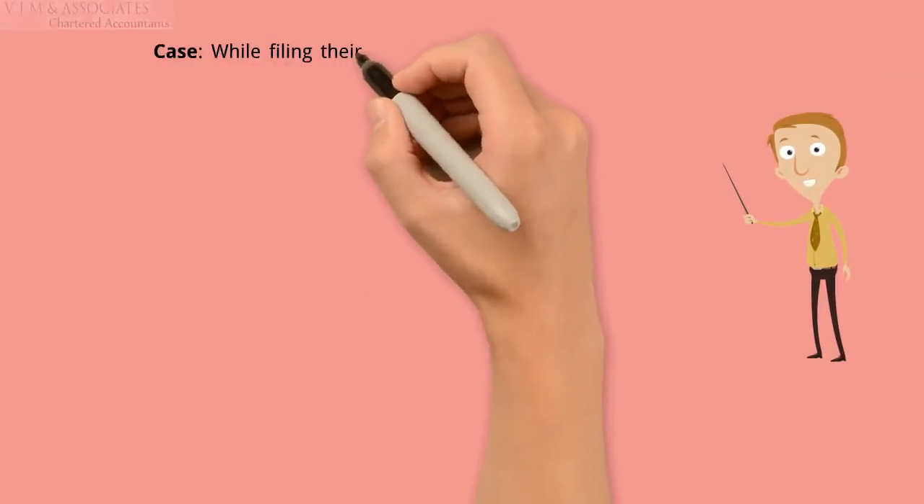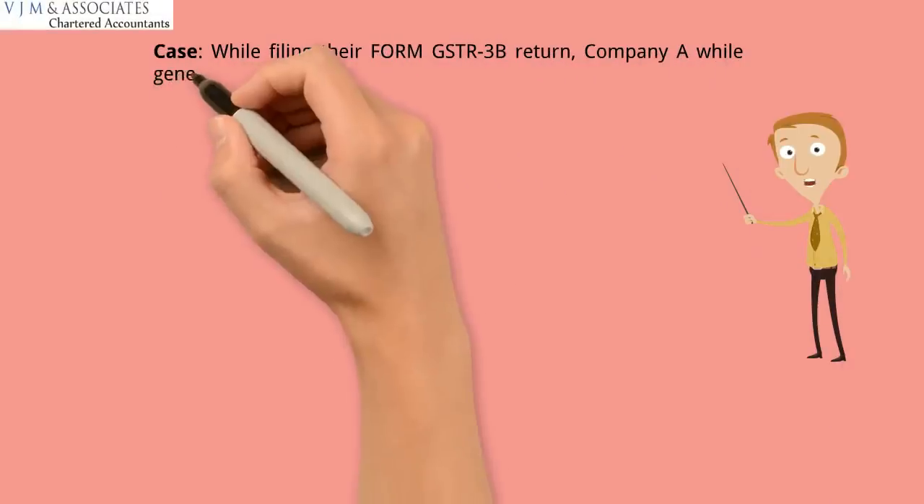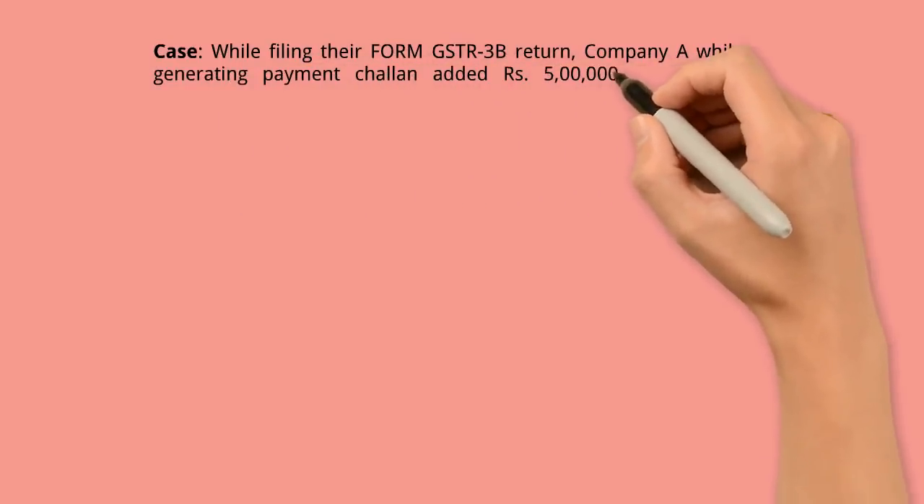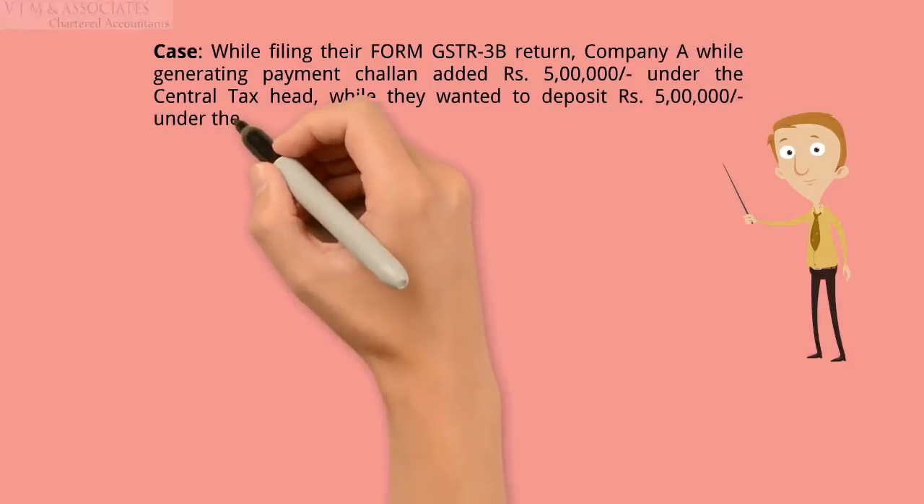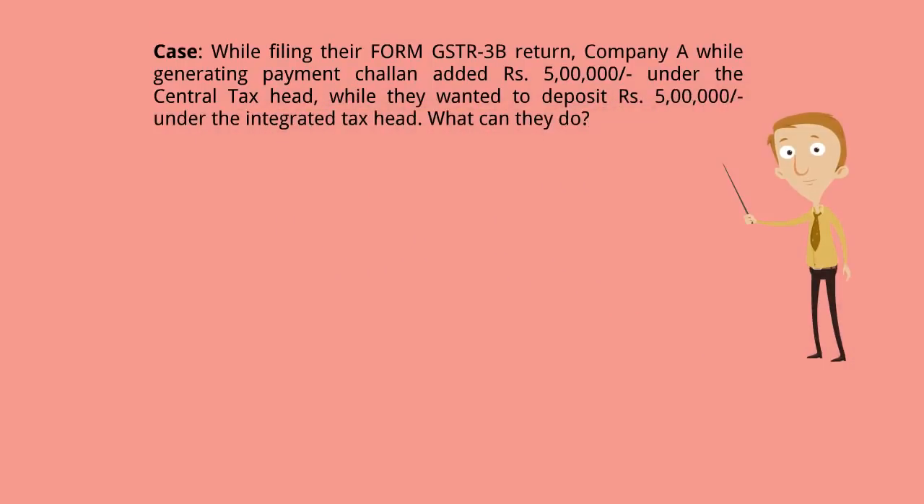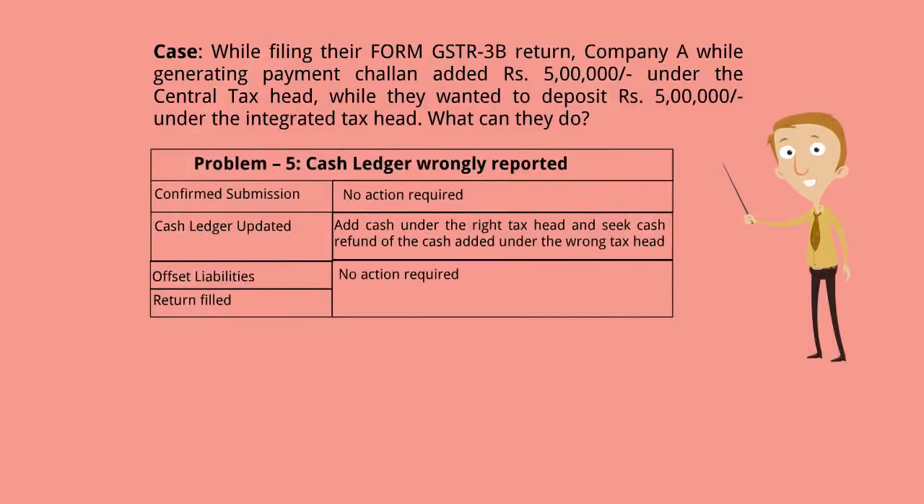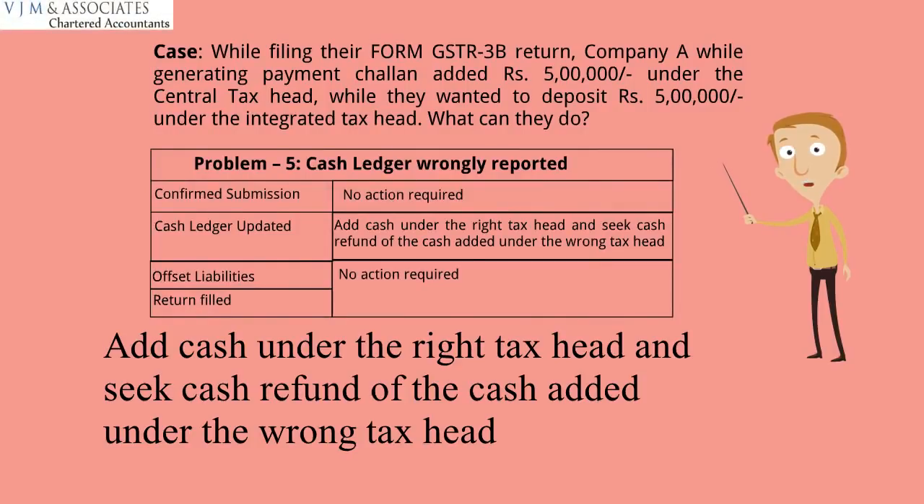Case 5. While filing their Form GSTR-3B return, Company A, while generating the payment challan, added 5 lakh rupees under the central tax head, while they wanted to deposit 5 lakh rupees under the integrated tax head. What can they do? In this case, add cash under the right tax head and seek cash refund of the cash added under the wrong tax head.